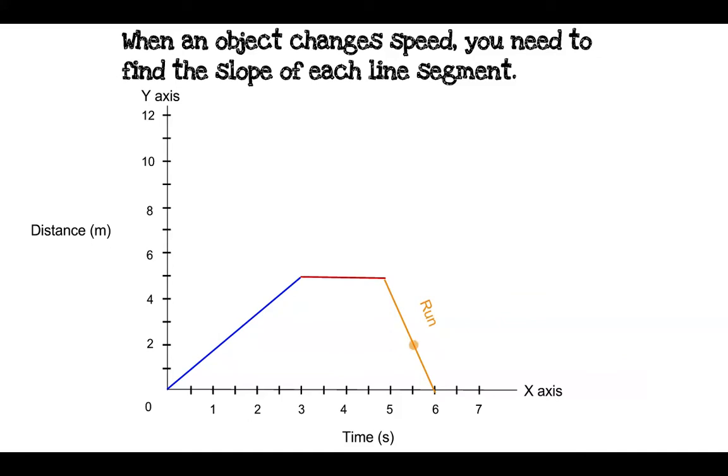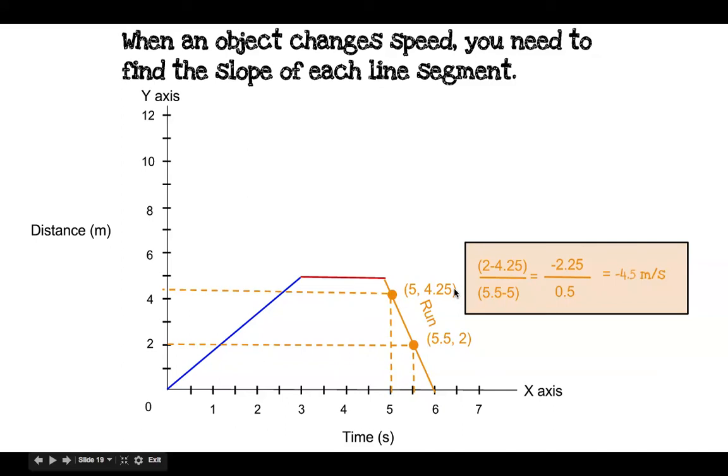So this was our run. Pick our 2 points. There's the coordinates. If you're not sure on which point to call y1 and y2 and x2 and x1, just go by the time. Which point came first? This point came first in time, so you have to pass the 5 seconds in order to get to the 5.5 seconds.